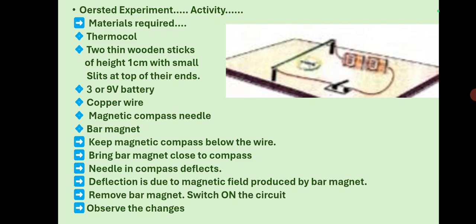Now let us come to the Oersted experiment. First let us see the materials required: a thermocol sheet, 2 thin wooden sticks of height 1 centimeter with small slits at the top of their ends, a 3 or 9 volt battery, copper wire, a magnetic compass needle, and a bar magnet. Now let us go for the experiment.